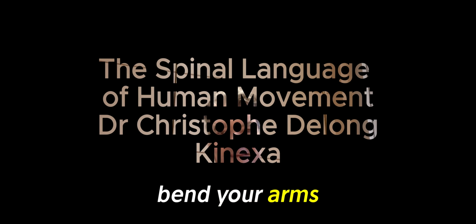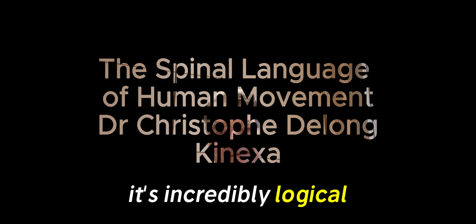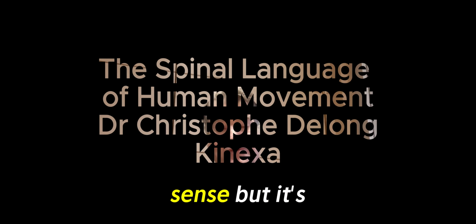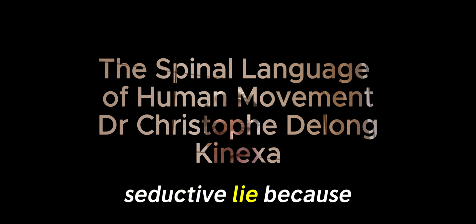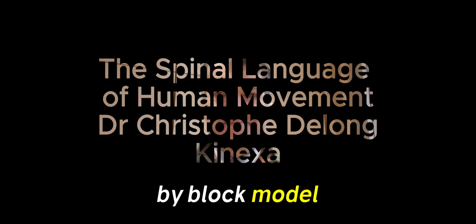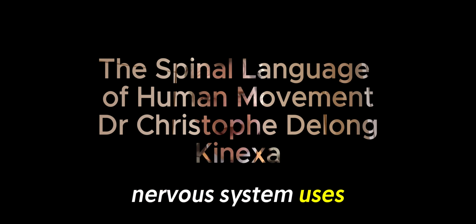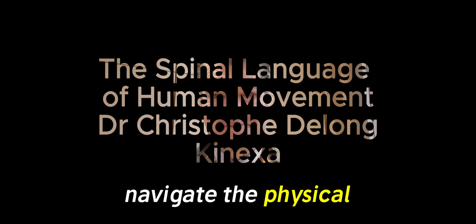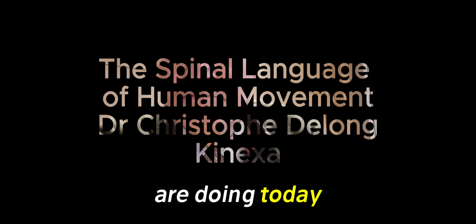Like, you want to bend your arms, you pull the bicep lever. You want to straighten it, you pull the tricep lever. It's incredibly logical on paper. Right. It makes total sense, but it's completely fundamentally wrong. Yeah, it's a seductive lie because it's so easy to understand. But that linear block-by-block model just completely misses the actual native language that our central nervous system uses to navigate the physical world. And decoding that native language is exactly what we're doing today.